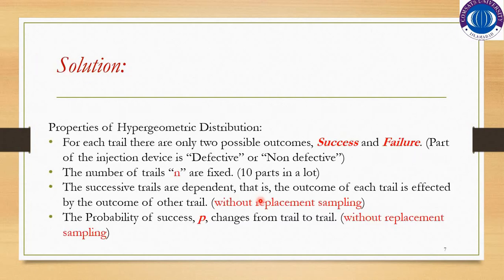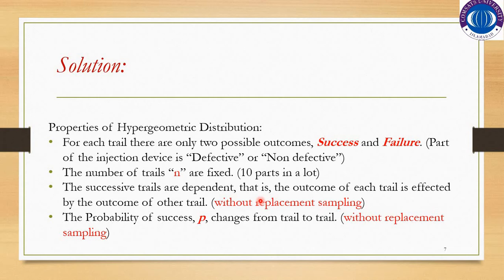So first we will see whether the properties of hypergeometric distribution are fulfilling this scenario or not. The very first is for each trial there are only 2 possible outcomes, success and failure. So we have to accept the lot. For this, parts should be non-defective. So whenever the part is non-defective, it would be success, and whenever they are defective, it would be failure. The number of trials are fixed. There are 10 parts in a lot in which you are selecting 5 parts for the inspection. So n is equal to 5.